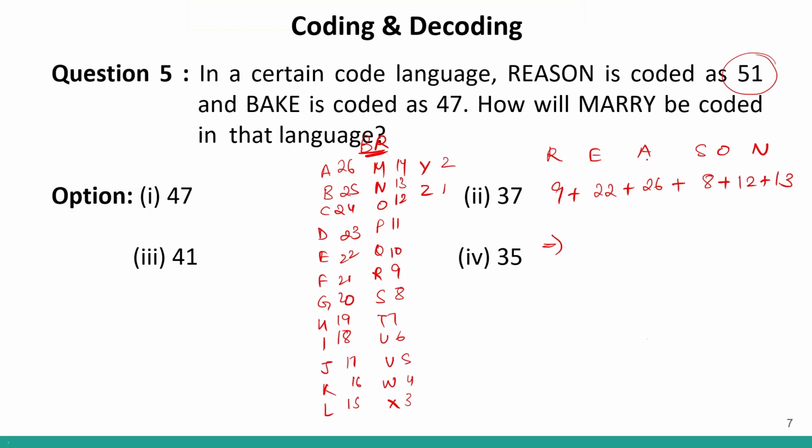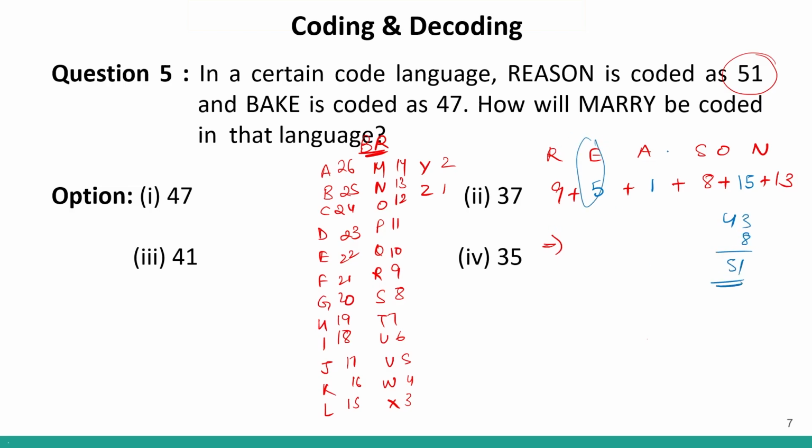So I can see if I change E, A and O into forward ranks. For E, A, O, I am changing into forward rank. For E, the forward rank is 5. For A, it is 1. And for O, the forward rank is how much? For O, the forward rank is 15. So let us find the sum now. This will be how much? 9 plus 5 will be 14 plus 1, 15. 15 plus 15, 30. 30 plus 13, 43. And 43 plus 8 will give me 51.